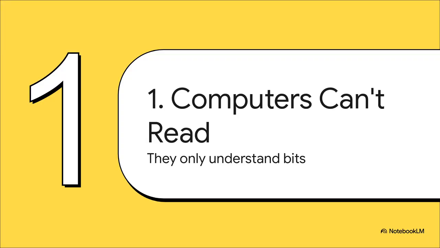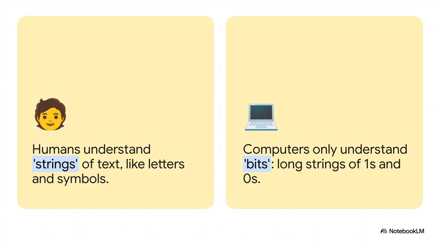To really get why this happens, you have to understand a really basic truth. Computers, well, they can't read, not like we do. They have no idea what letters or symbols or even emojis are. They only get one thing: numbers. And not just any numbers, but really, really long strings of ones and zeros. So how in the world does a word like hello turn into that mess of numbers?